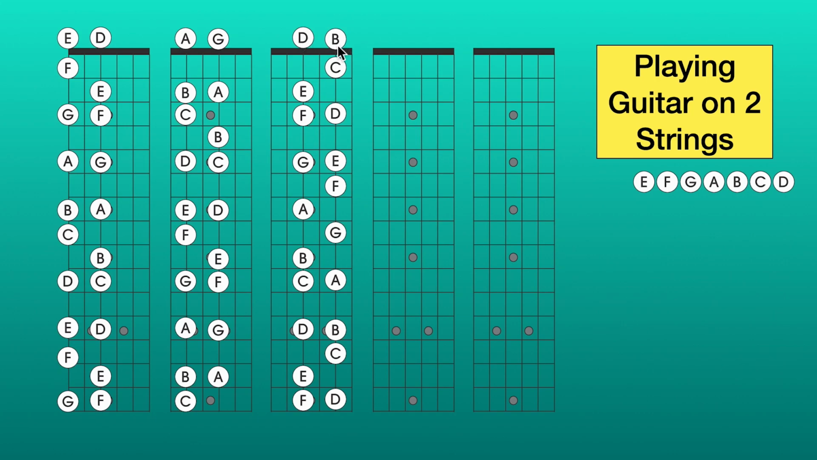So from the D, we have a major sixth. From the E, there's a minor sixth. From the F, a major. From the G, a major sixth. From the A, a minor sixth. From the B, a minor sixth. And then from the C, a major sixth right here.